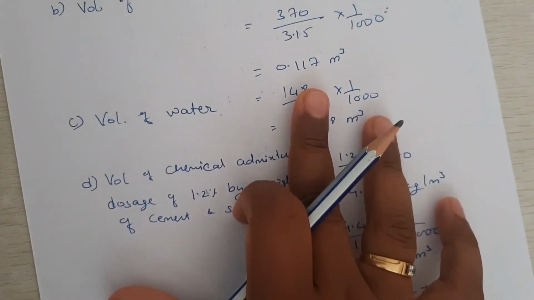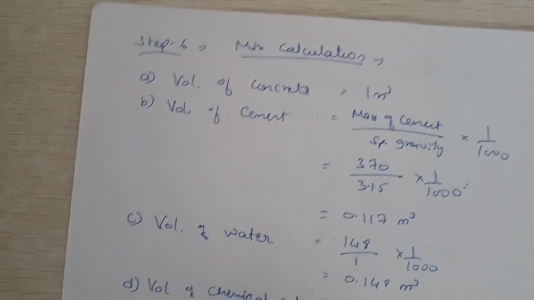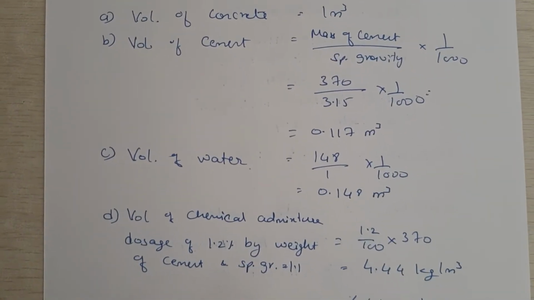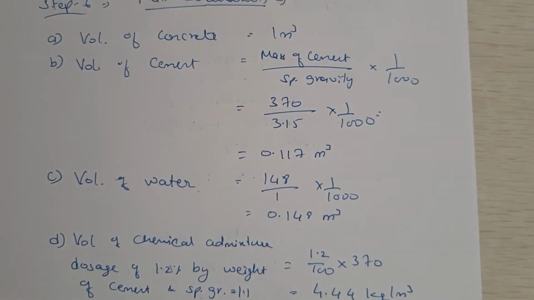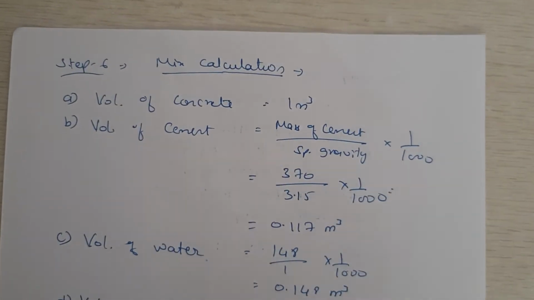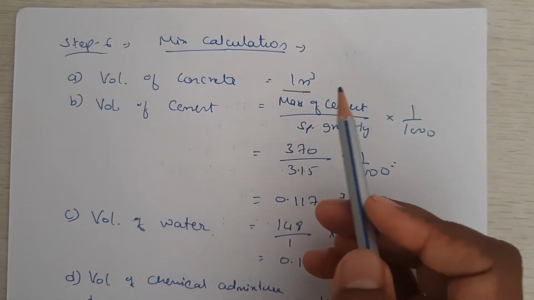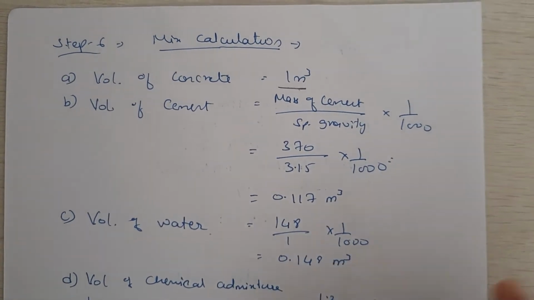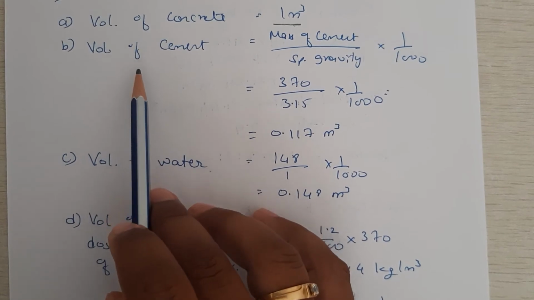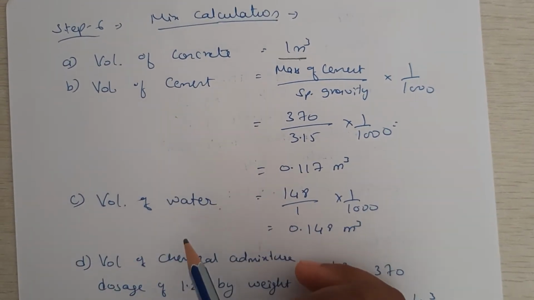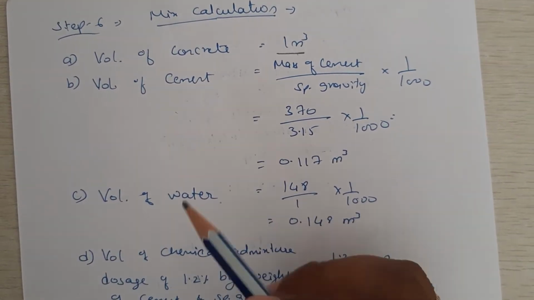Okay, the next step will be calculation of the mix proportions, right? So in this step, we are going to proportion all the materials for 1 meter cube of concrete. In that case we have to calculate the volume of the cement, the volume of the water, the volume of the coarse aggregate, and the volume of the fine aggregate.